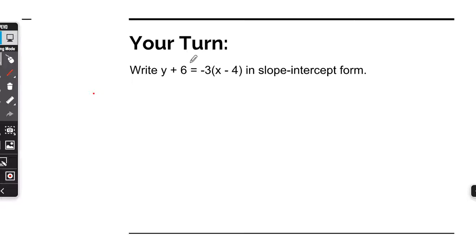All right, to go over the your turn. Remember, in the previous question, we wanted to write it in slope-intercept form. So the first thing was that slope-intercept form doesn't have parentheses, so let's distribute. So negative 3 times x is negative 3x. Then we have to pay attention to signs here. We have negative 3 times negative 4. So negative 3 times negative 4 is positive 12. Then on the other side, we didn't distribute anything, so it stays y plus 6.